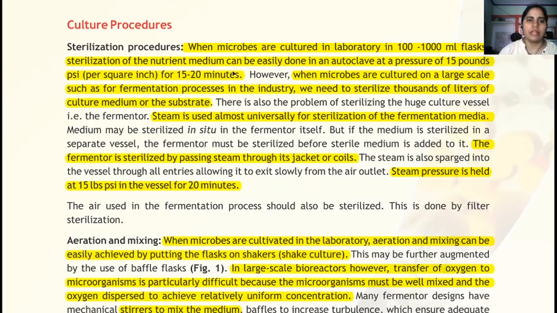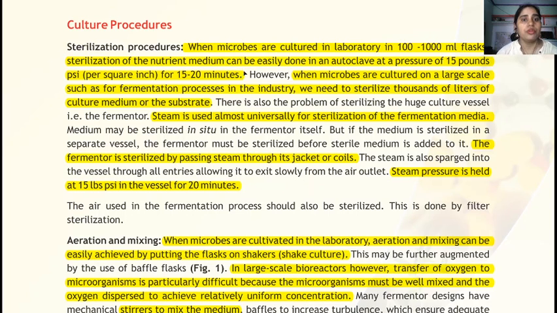You have already performed this practical in 11th class in the biotech lab, during media preparation. You prepared the media, dissolved it in water, kept the cotton plug on the flask, and after that kept the media in the autoclave for sterilizing. It's the same thing. So this is the lab condition.